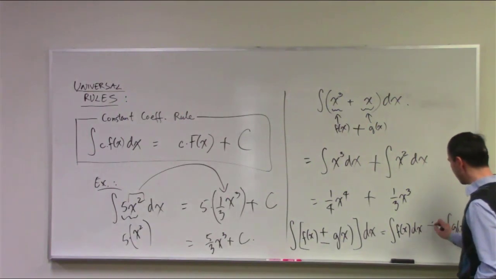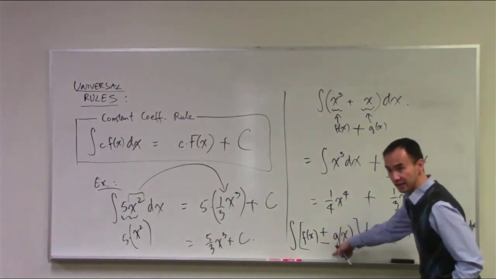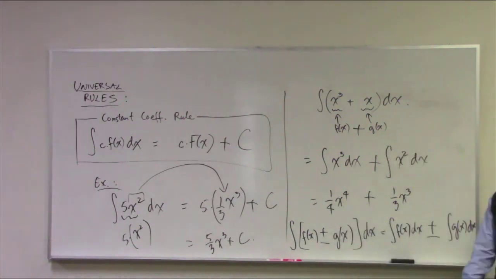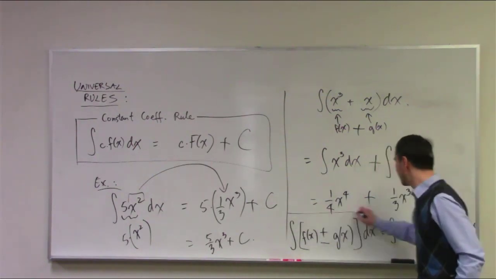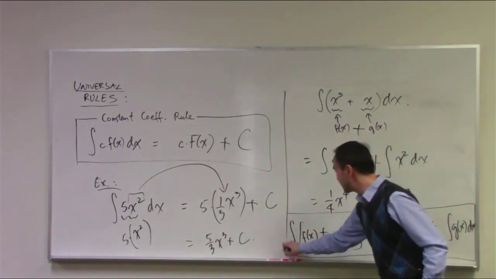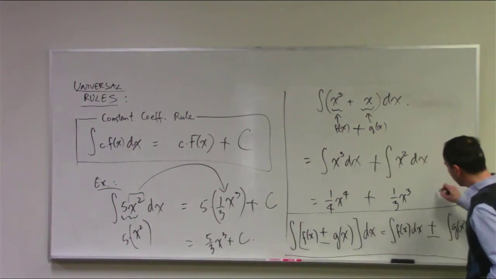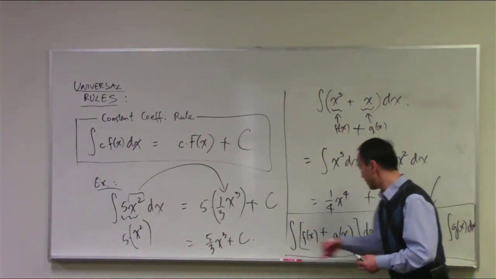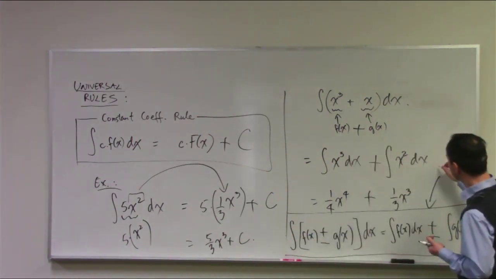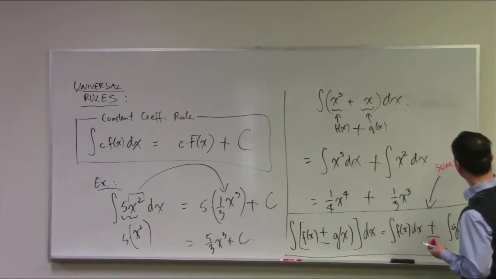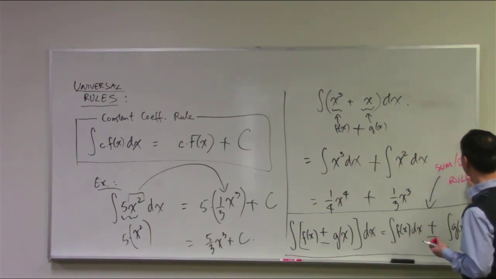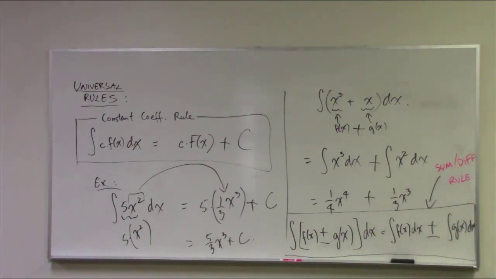And then you add or subtract the two results according to how it began. Right? Many textbooks refer to this as this rule right here. A lot of textbooks refer to this as the sum or difference rule, the rule to take the antiderivative of a sum or of a difference.